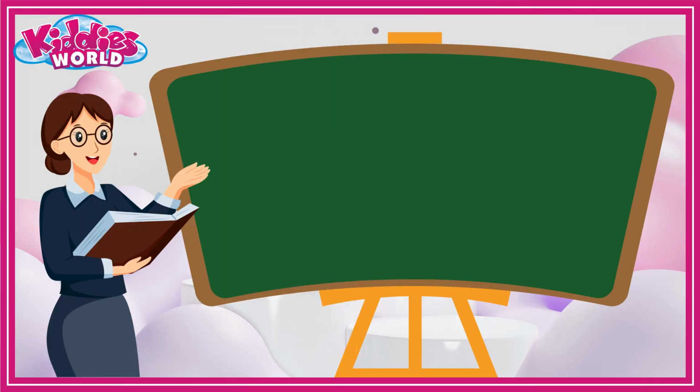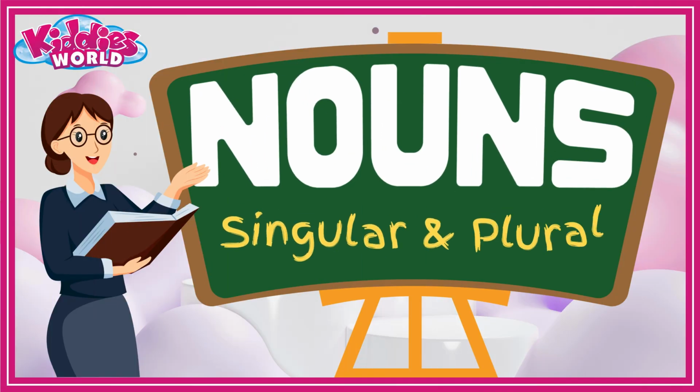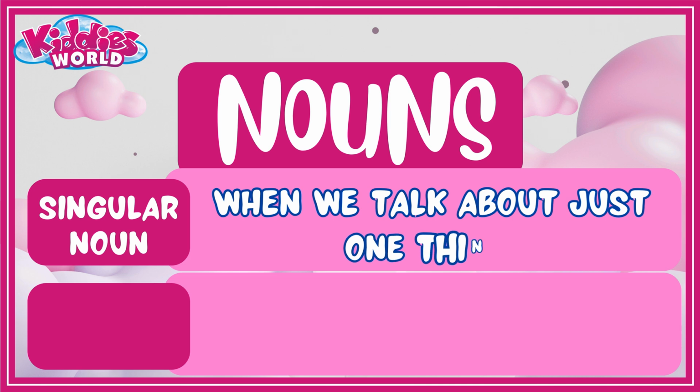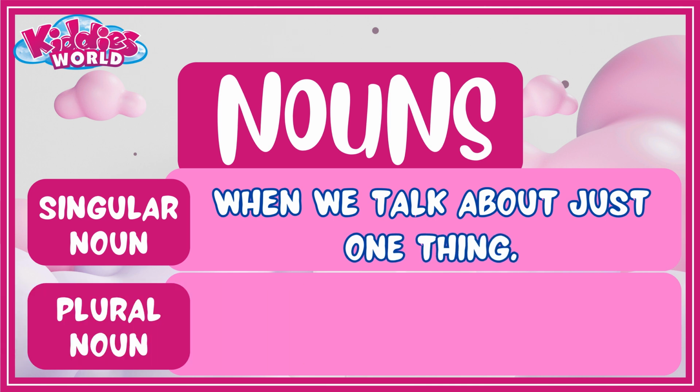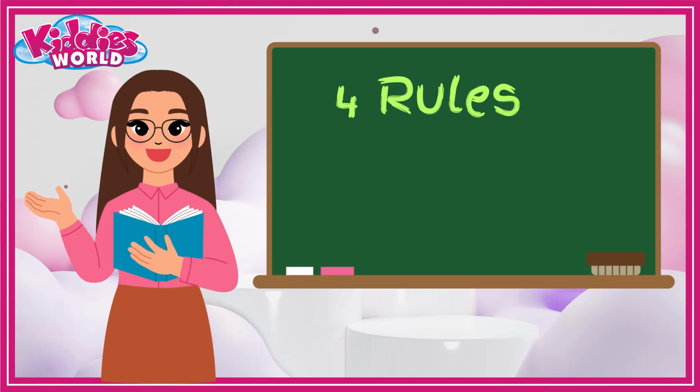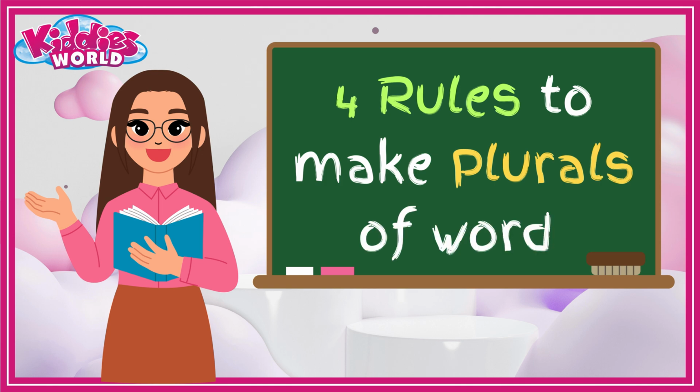So get ready to explore nouns, singular and plural noun. Let's jump into our lesson. Let's talk about one and many. When we talk about just one thing, it's called a singular noun. And when we talk about more than one, it's called a plural noun. We'll learn 4 rules to make plurals of word.